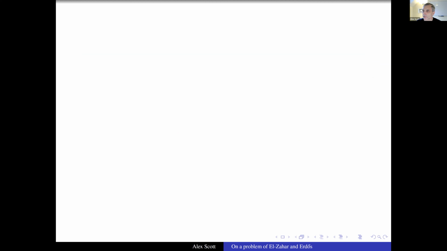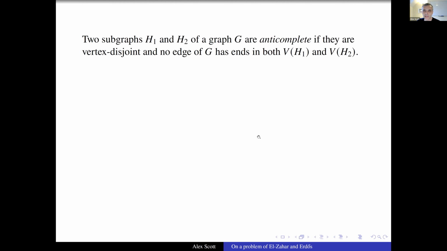Right, so there's been lots of interesting things done about chromatic number in the last few years, but there are still lots of sort of mysteries. In particular, it's mysterious how, if you have a graph with large chromatic number, the chromatic number sits. What's the large scale geometry of the graph? So here's one thing that El-Zahar and Erdős asked about.